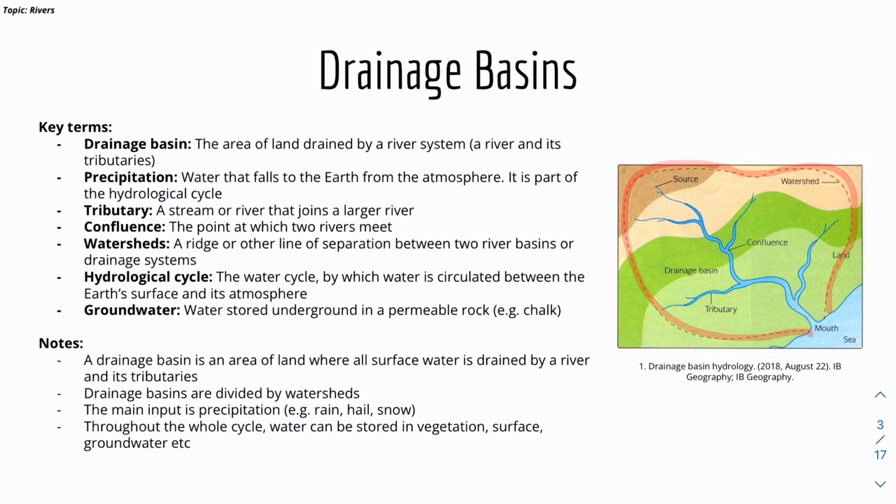And one quick note is that the watersheds, which are basically the border, typically have higher land, like higher altitudes. And the main input to a water cycle or the hydrological cycle is via raining or precipitation, like rain, hail, or snow, because that's one of the ways how water gets introduced into the system. And throughout the whole cycle, water can be stored in vegetation, surface, and groundwater, etc.